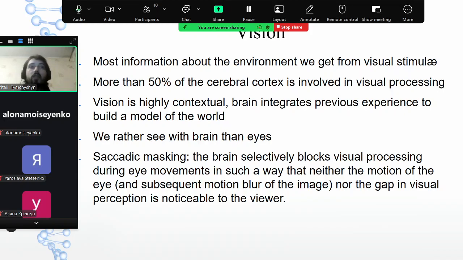If you take your phone and try to make a photo, moving it, you will definitely see a blurry image, and that will not be okay. But you can't get that just by moving your eyes. So we have a lot of different processing.